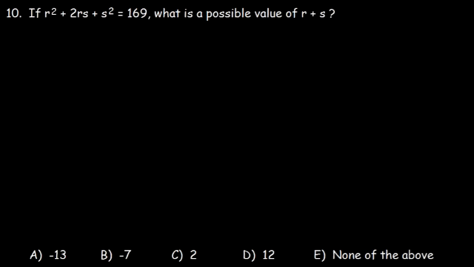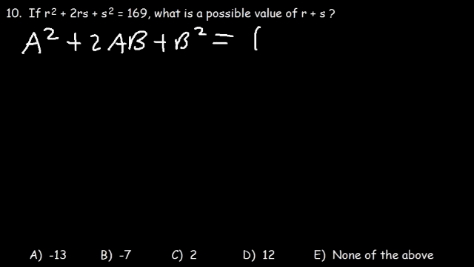Number 10. If r squared plus 2rs plus s squared is equal to 169, what is a possible value of r plus s? So notice that r squared plus 2rs plus s squared is in the form a squared plus 2ab plus b squared. And we know that is equal to (a plus b) squared. So make sure you understand how to factor using this formula, because it's going to be very helpful when you're taking your next SAT exam.